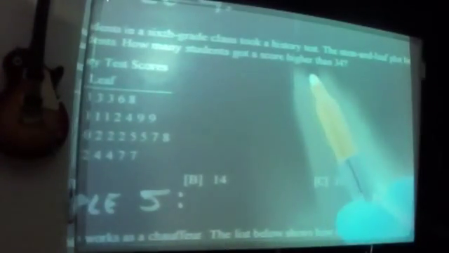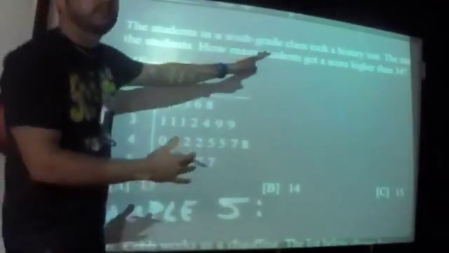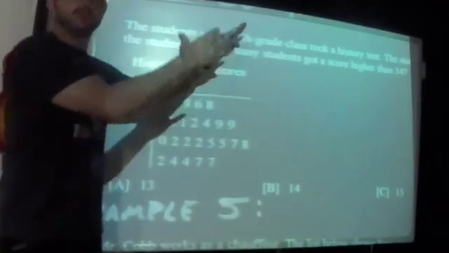All right, here we go. We've got a 6th grade class that took a history test. The stem and leaf plot below shows the scores of the students. How many students score higher than 34? That means if you score 34, that's not good enough. How many are higher than that?